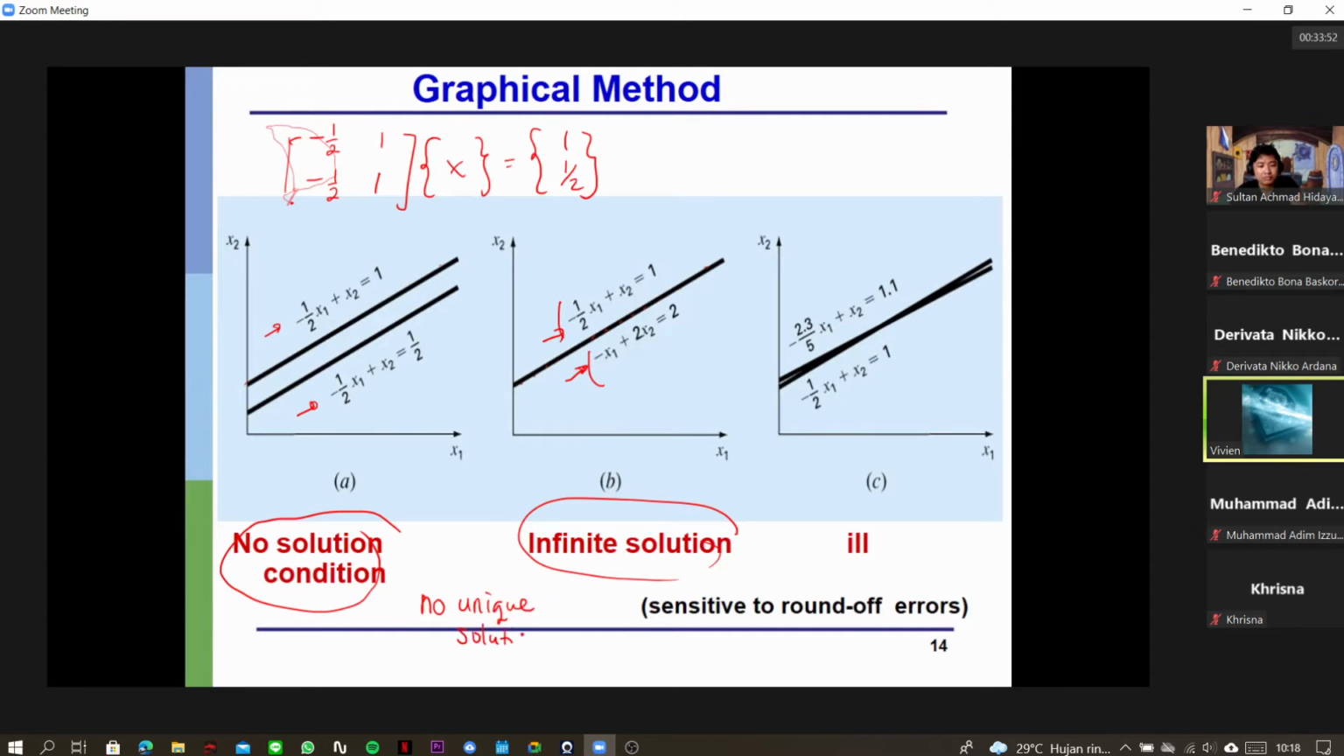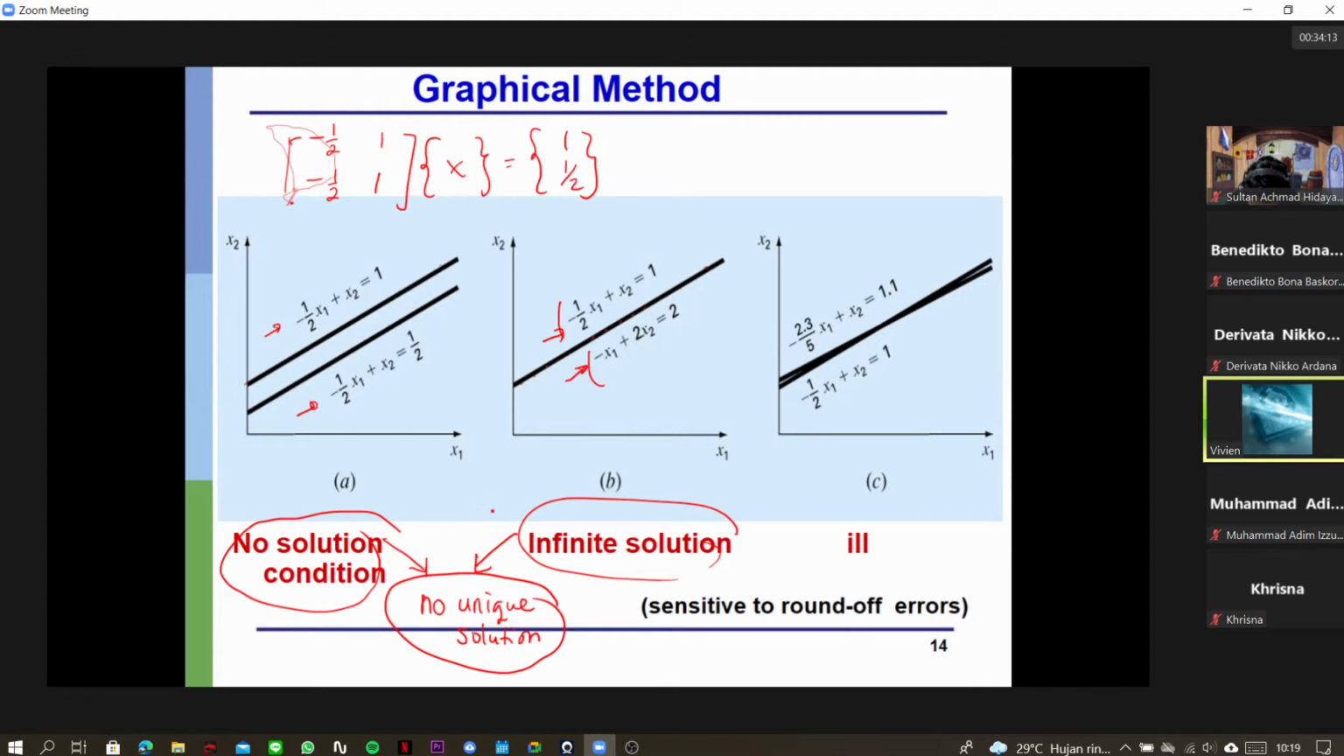This is very important because when we want to solve a problem, we want to have a unique solution. It means we have only one solution. So if we come across this sort of problem, either the first one or the second one here, it means that we don't have a unique solution.